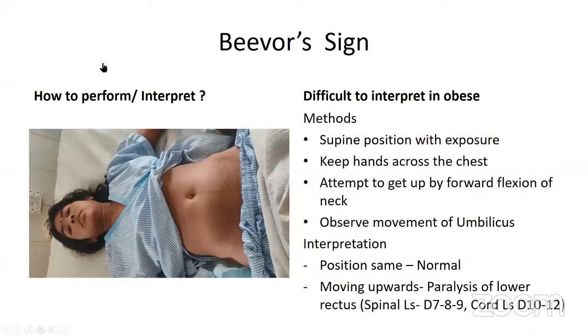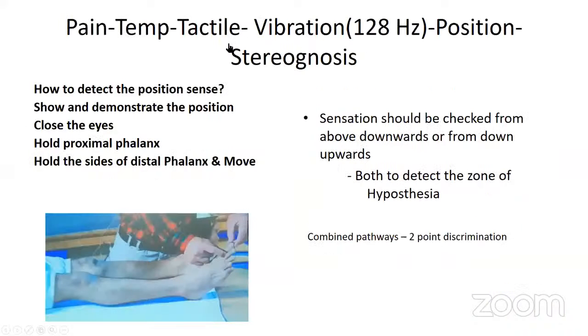Now, sensory. So how to start? We start from the pain, temperature, tactile, vibration. Now, which type of tuning fork do we have to use? The tuning fork is 120 hertz. You have to use it for vibration sense and the position sense. What is the importance? Vibration and position sense indicate the posterior, the dorsal column. And stereognosis, what is the importance? Stereognosis diagnoses the combined pathway or the cortical sense.